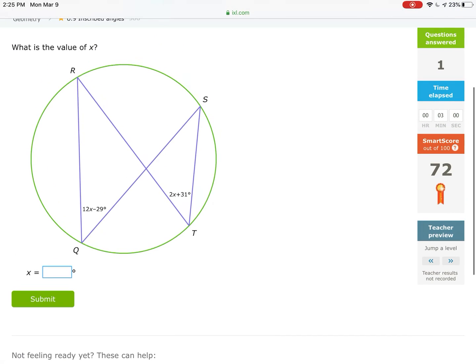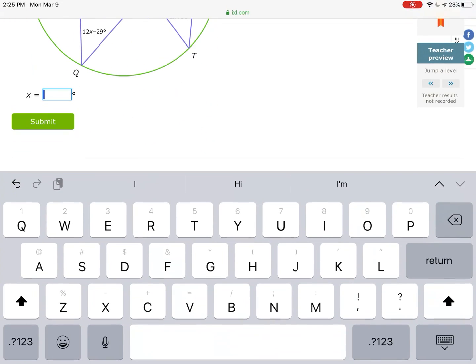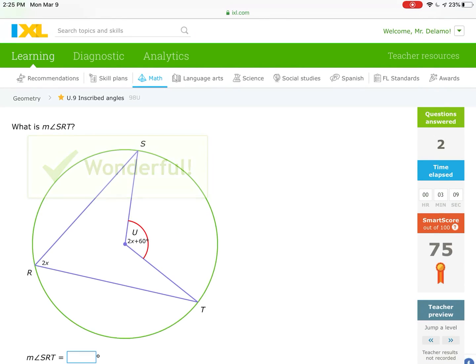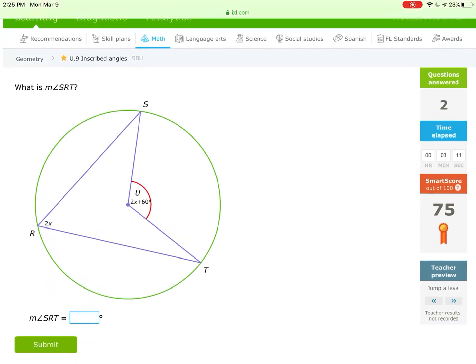Okay, let's do one more because I'm pretty sure I got 48, right? This is a similar type of question. I'm not going to do that one. Let's see. Okay, here we go. This is good. This is the type I'm looking for.